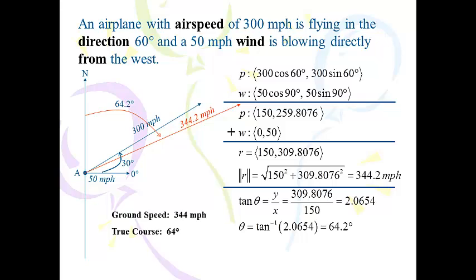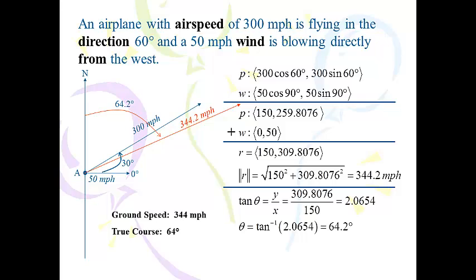And this is the vector method. We're finding the horizontal and the vertical component of the plane and the wind. We're adding up the x's, we're adding up the y's, and we're getting the horizontal and vertical component of the resultant. And then we square the x, square the y, add them up, take the square root, and we end up with our ground speed. And we do inverse tangent to end up with our true course.